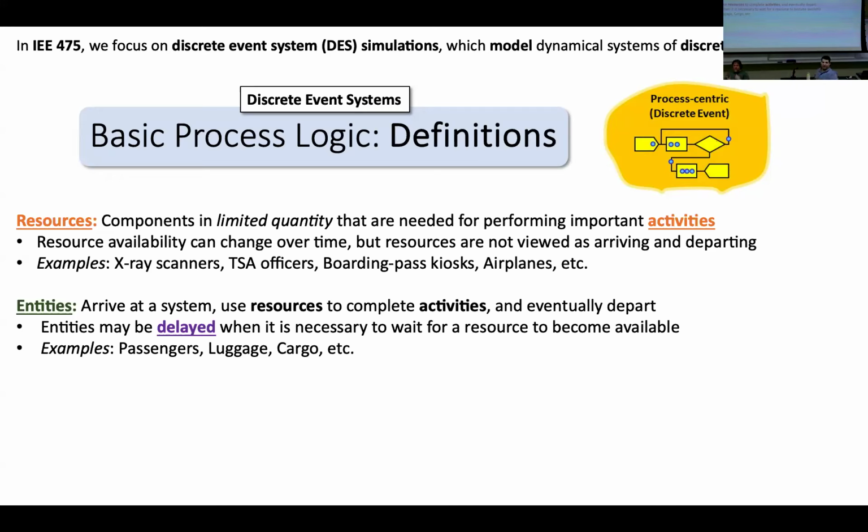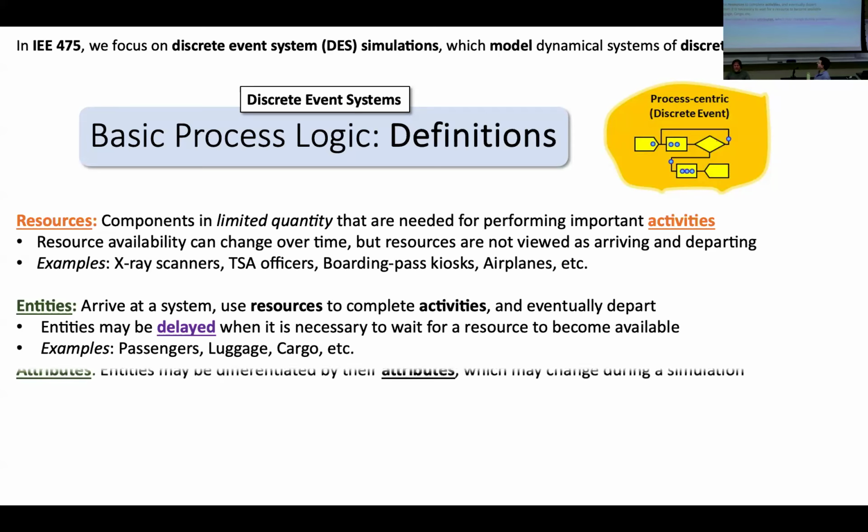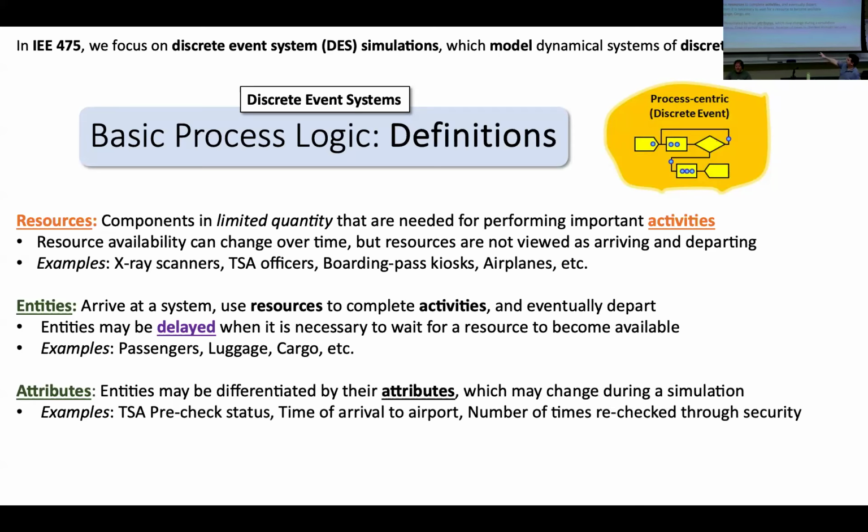So entities are the students that arrive at the class. Entities are the passengers that arrive at the airport. When an entity sits in line, waiting to get access to a resource, we call that a delay. And that is a very special duration of time. So that's going to be something we define explicitly too.